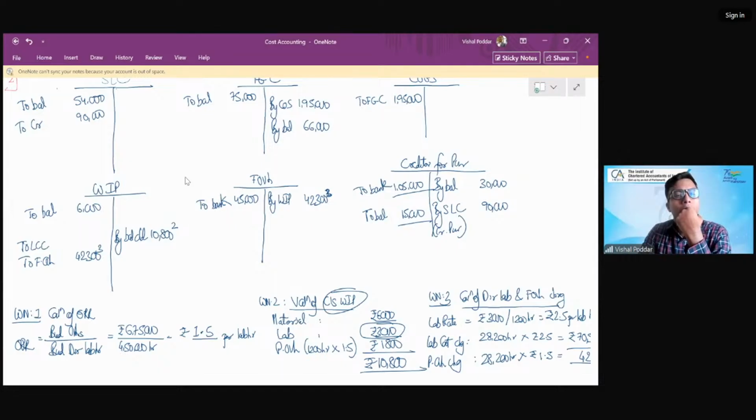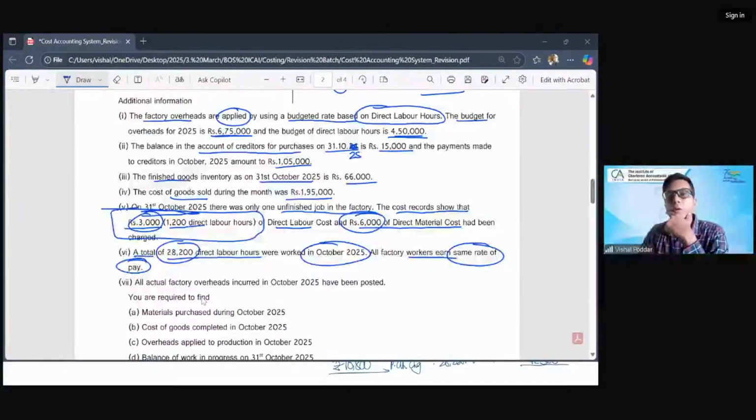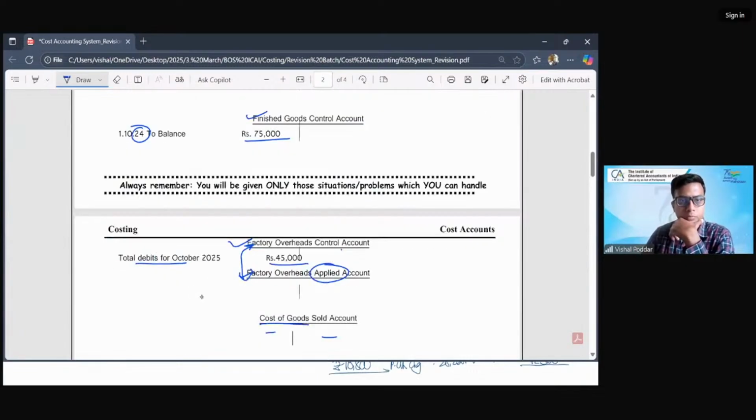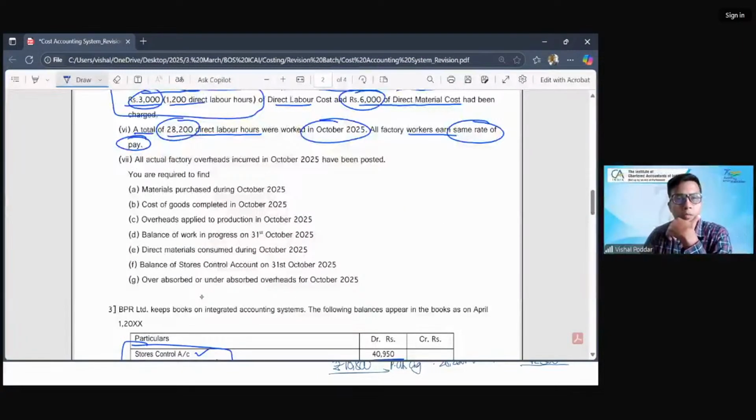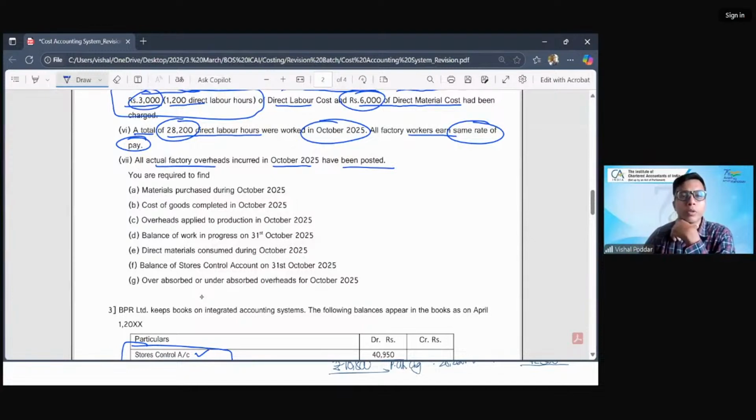Manivanan is saying what? Yes, Manivanan. 7,500 and 42,300. Right. Now, all factory overheads incurred were posted. So we have also done that. Fine. So all data is complete. Now we have to find out material purchase, cost of goods which are completed, that is finished goods which are finished during the period. Then overhead supplied, we have already calculated this. Balance we have to calculate. Consumed, we have to calculate.